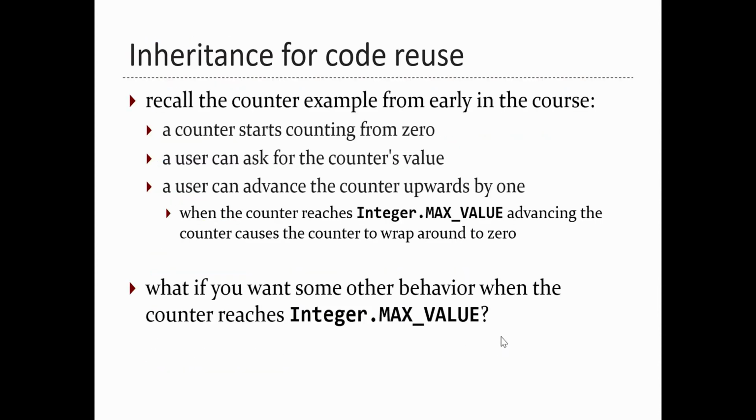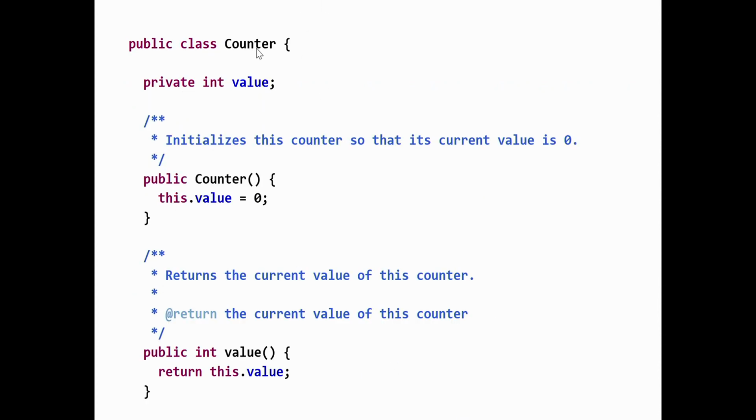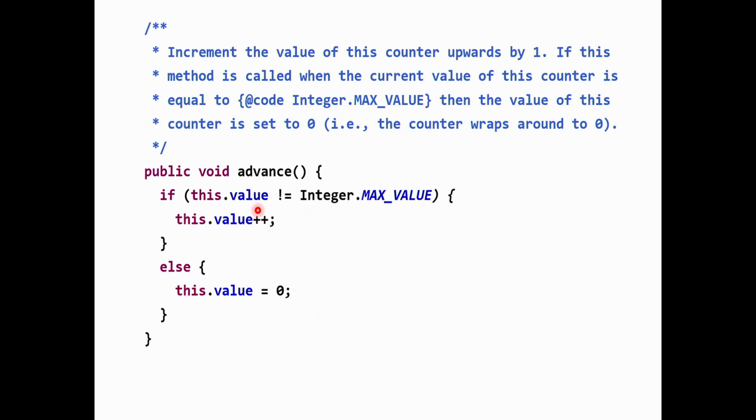So can I take this counter class, extend it, and change what happens when it hits integer max value? Remember our class. It's just got a private field called value. The advance method checks: is the value equal to integer max value? If it's not, it adds 1 to it. Otherwise, it wraps it around to 0. So the question is, can I change advance so that something else happens?